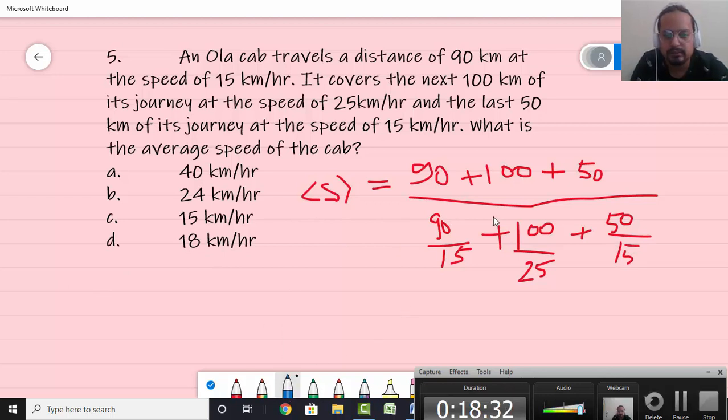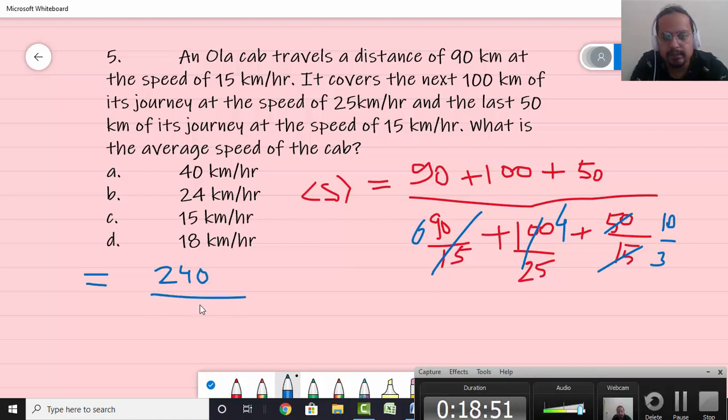So let's proceed with this. This becomes how much? 6. This becomes how much? 4, right? And this, if you cut it by 5, you get 10 by 3. So let me write another step here. The numerator is 240, and we divide it by 6 plus 4, 10 plus 10 by 3. So this is 40 by 3 basically.